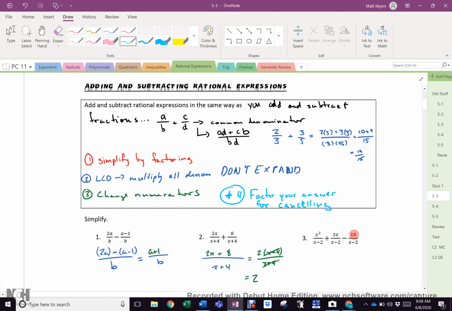Alright, so let's look at our last one. We've got our common denominator. You can see that already. It's all over x minus 2. None of the numerators need to change because they've got a common denominator.